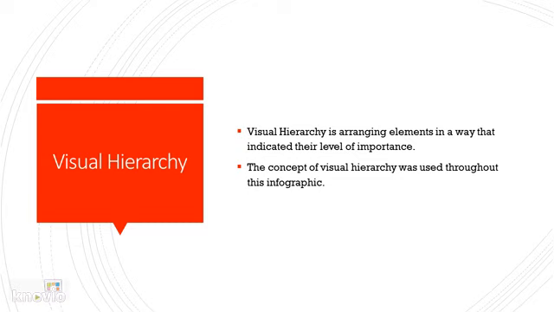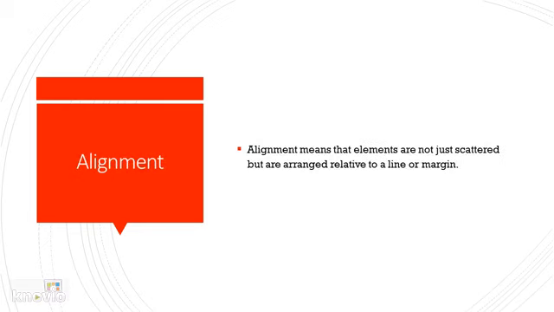Visual hierarchy. Visual hierarchy is arranging elements in a way that indicated their level of importance. The concept of visual hierarchy was used throughout the infographic. Since the goal of this infographic was to raise awareness regarding the increase of pet obesity in recent years, the statistics were the most important element. Since the numbers presented were deemed most important, they were made the largest and most noticeable, with the less important information around them being subdominant.